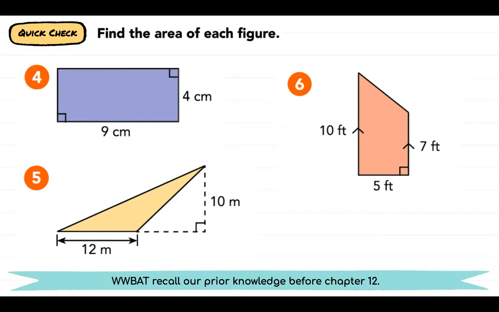And you're going to take as much time as you want to complete the quick check, finding the area of each figure. The first figure is a rectangle, the second one is a triangle, and the last one is a trapezoid. Notice how the parallel sides are on the side, not on the top and the bottom, and the height is perpendicular to those parallel sides.